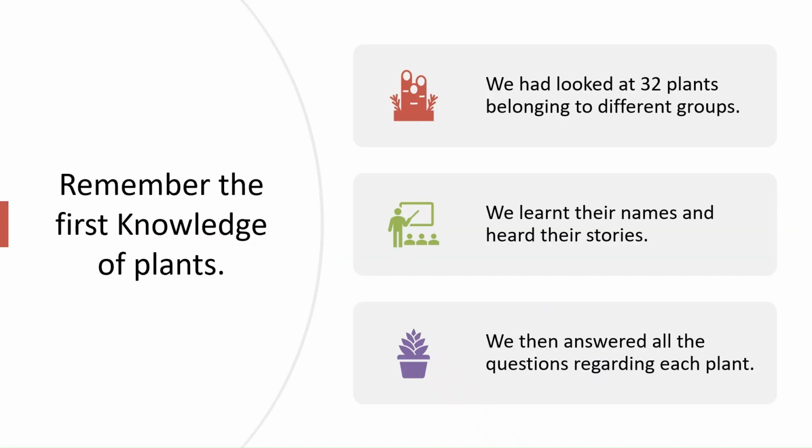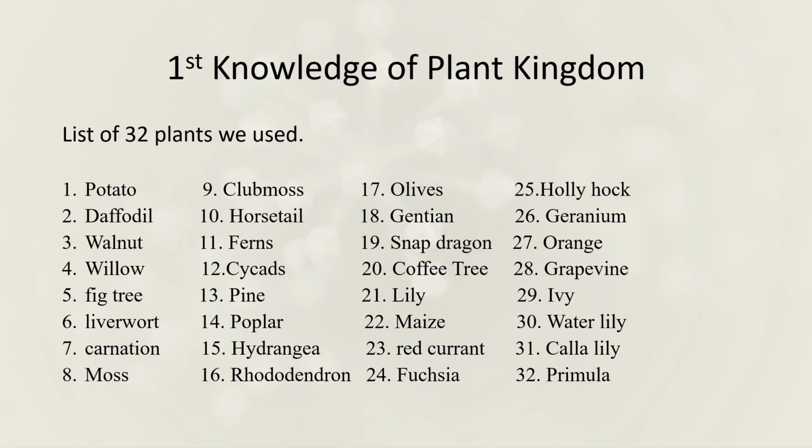Remember, we looked at the first knowledge of plants. Here we had looked at 32 plants belonging to the different groups. We learned their names and heard their stories. We then answered all the questions regarding each plant. This is just to remind you of the 32 plants that were used in the first knowledge of plant kingdom.